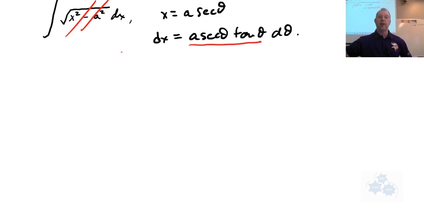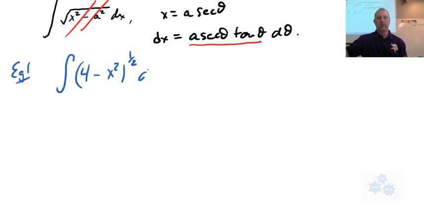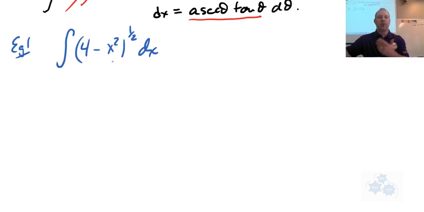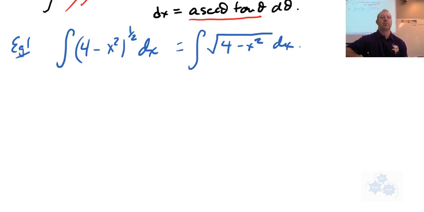Okay, so let's do an example, here's example 1. Let's do this one, I'll do it in blue. So let's take the integral of 4 minus x squared all to the 1/2 dx. All right, and of course, if you have something to the power of 1/2, that is the exact same as the square root of 4 minus x squared, right? Now this follows one of the patterns that we see, right? This is the example that we did. We have a squared minus x squared. That's the pattern, the square root of a squared minus x squared.